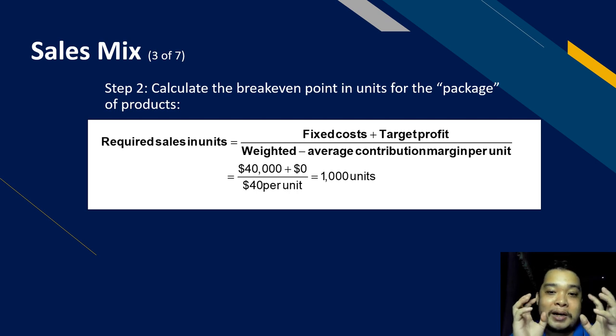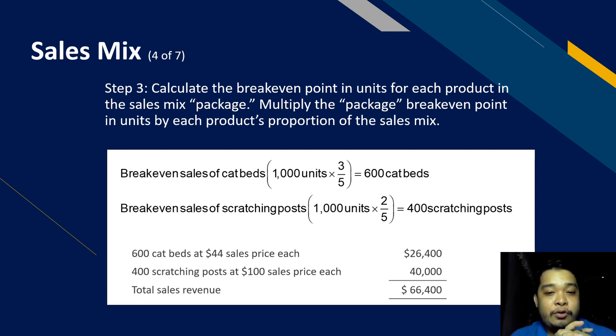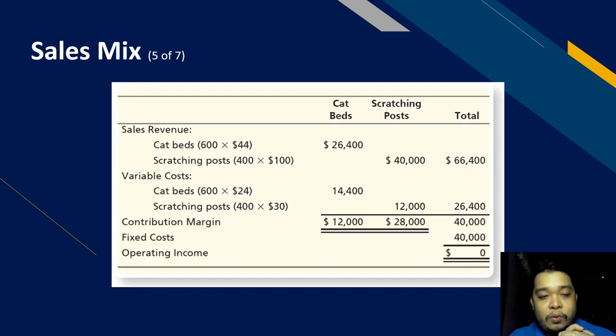So therefore, you have to break up the 1,000 units to its components. So how do you do it? So if the total break-even sales is 1,000 times 3/5, which is the ratio for beds, you will now determine that you need 600 cat beds and 400 scratching posts to reach break-even. Okay. Here we just show that we are at the break-even point. No. So 600 times $44 and 400 times $100. So those are the selling prices. Multiply it by the variable cost and deduct fixed cost. We arrive at zero operating income.